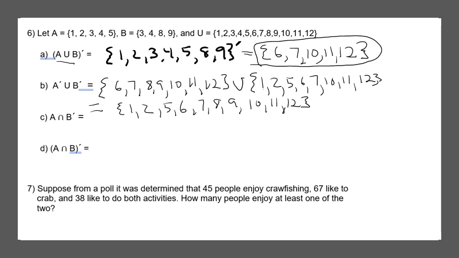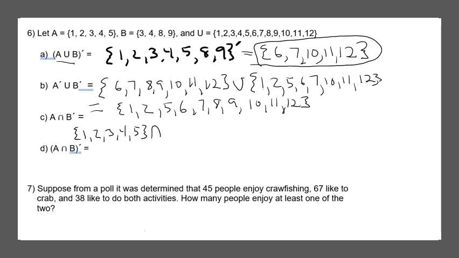Okay, so basically this consists of everything but 3 and 4. For C, I want A intersect B complement. So again, before I can take the intersection, I am going to need to determine the complement of B, which I did up here. But I need A. Let's write A down: 1, 2, 3, 4, and 5.